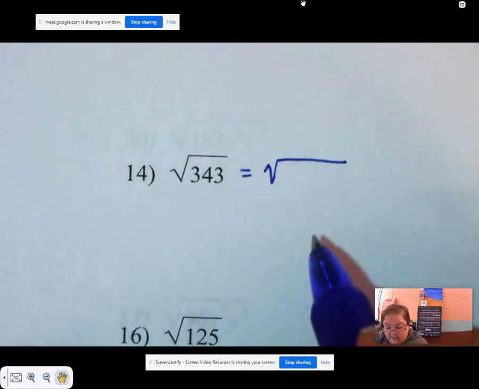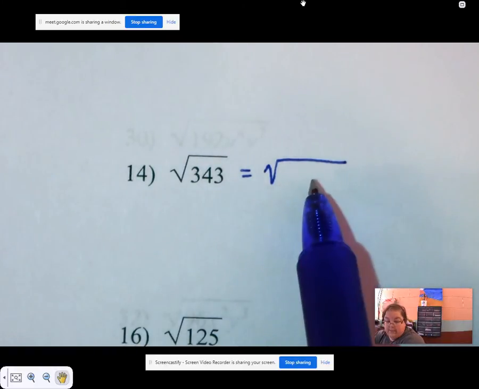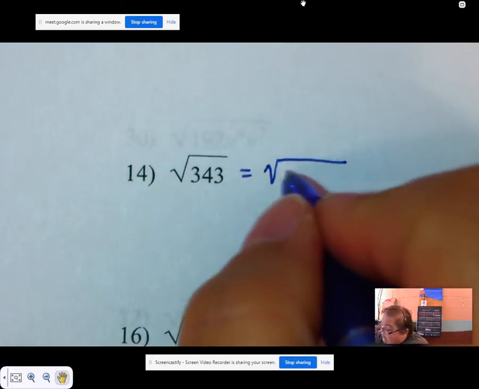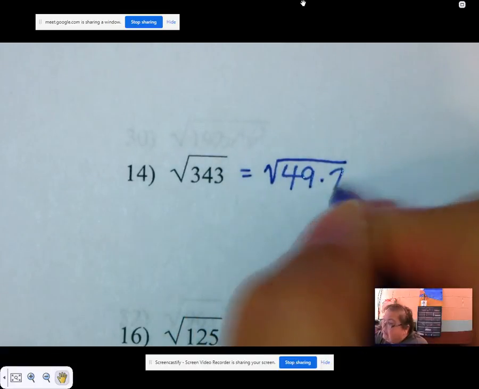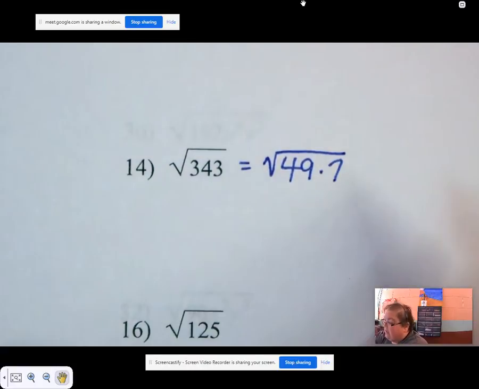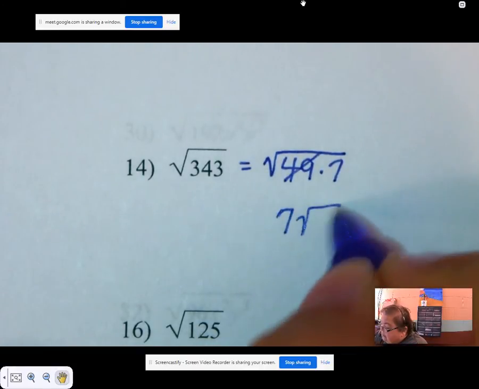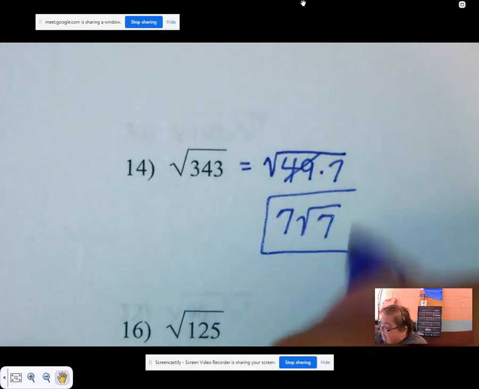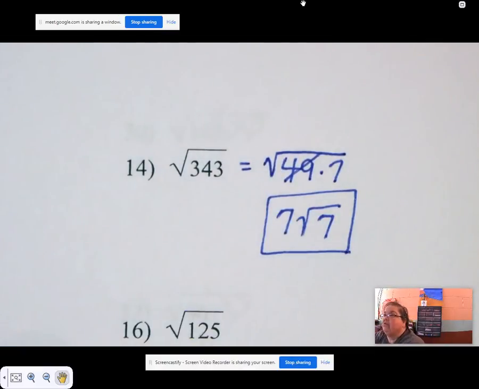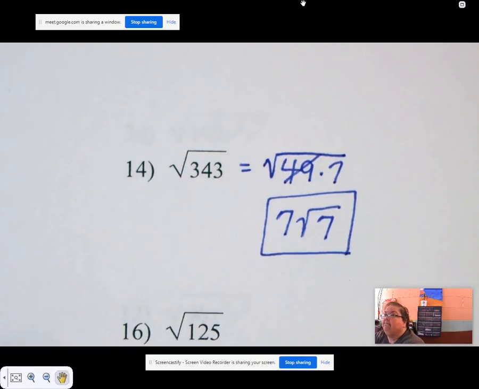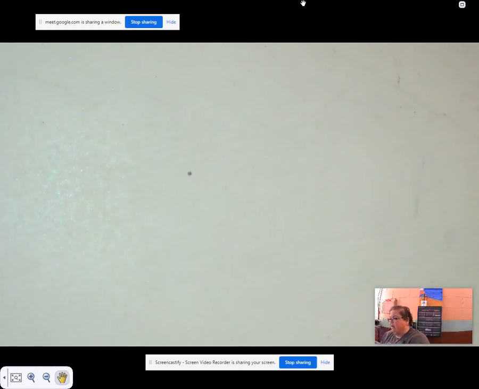Okay, what did you find that to be? What goes inside the radical? What times what? 49 times 7. I agree. And the root of 49 is 7, root 7. Questions? Okay. Any questions about how to do that? Excellent. Turn to the back.